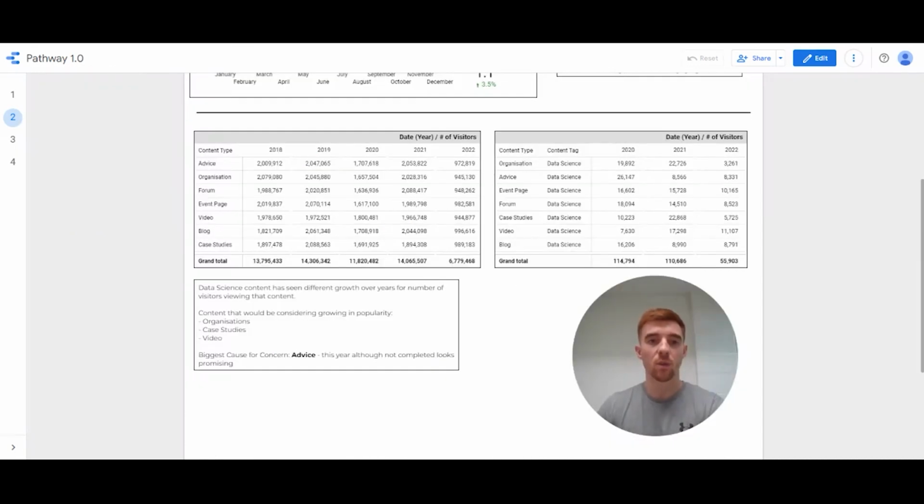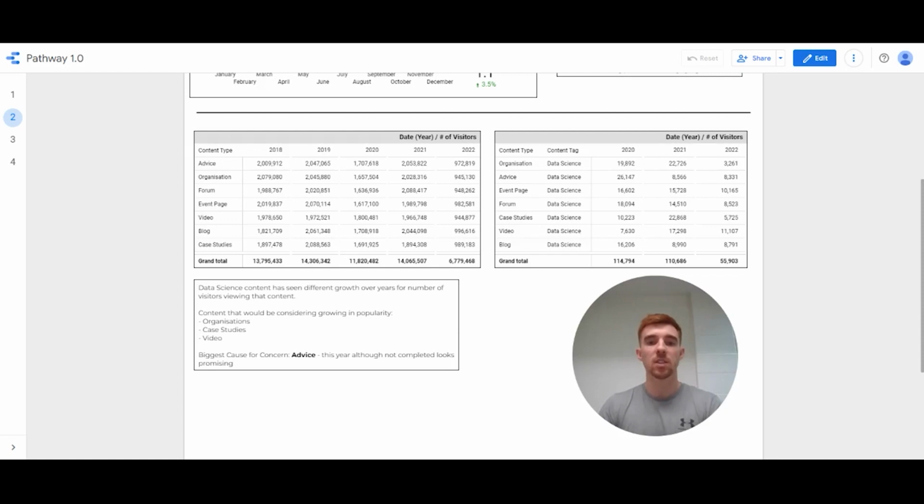In the second part of this one, we'll drill further into content type and specifically data science. It's quite a common request that you'd want to look at one specific thing, and it's just as simple as filtering down on that. So here what I've done originally, I've plotted out the content type as a table amongst each year with the number of visitors, with the grand total at each at the bottom.